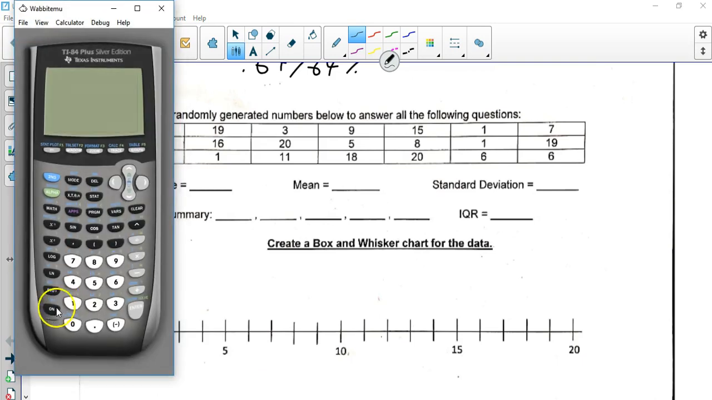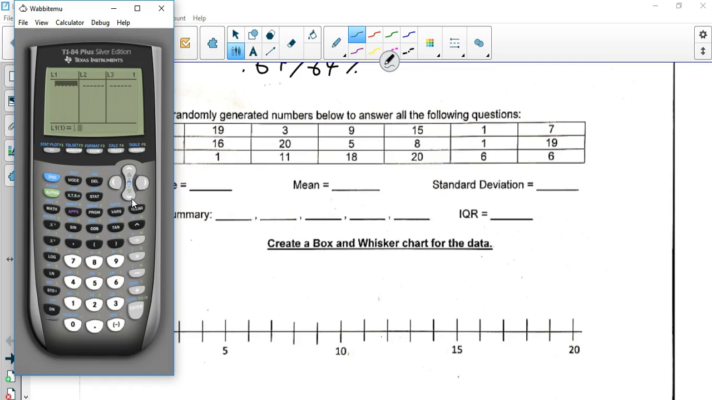So again, as a reminder, turn it on, go to Stat, Edit. Now if there's numbers in L1, go ahead and clear it out by hitting Clear. I don't know why I hit Enter, and coming back down. Let's see. Clear. Come back down. There we go. Sorry, buttons weren't working. Now I put my numbers in.